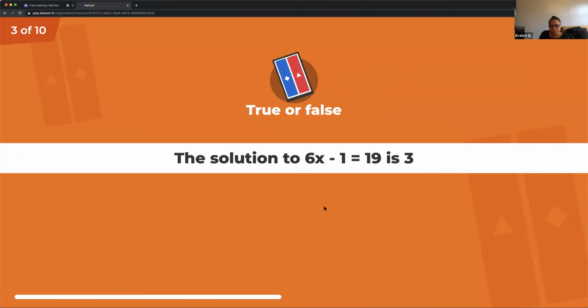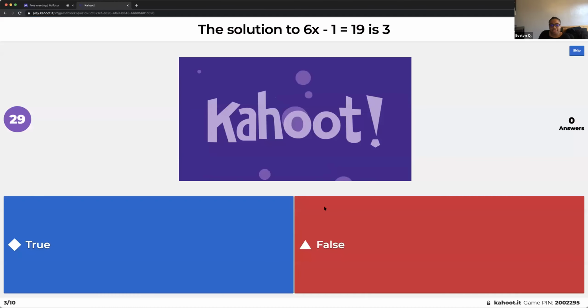True or false? The solution to 6x minus 1 equals 19 is 3. True or false?